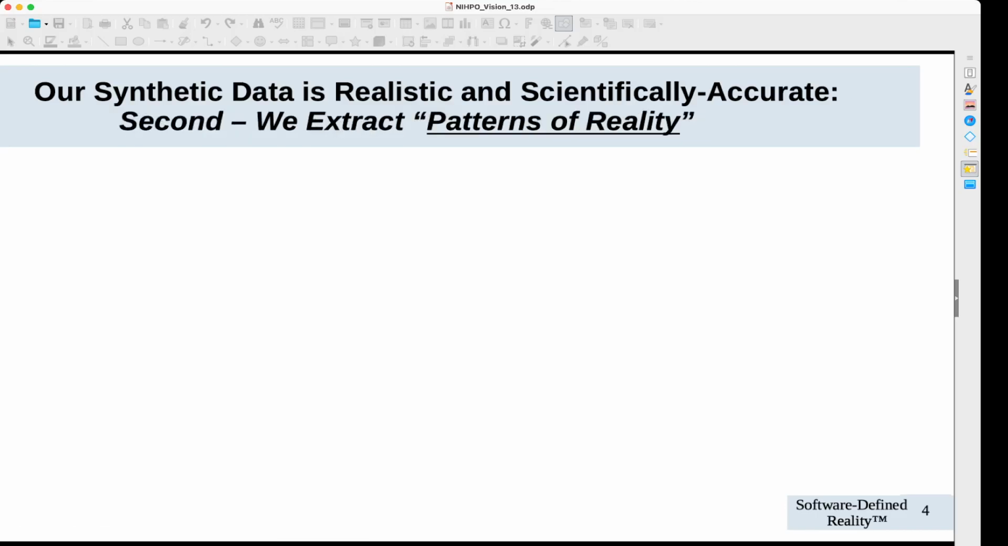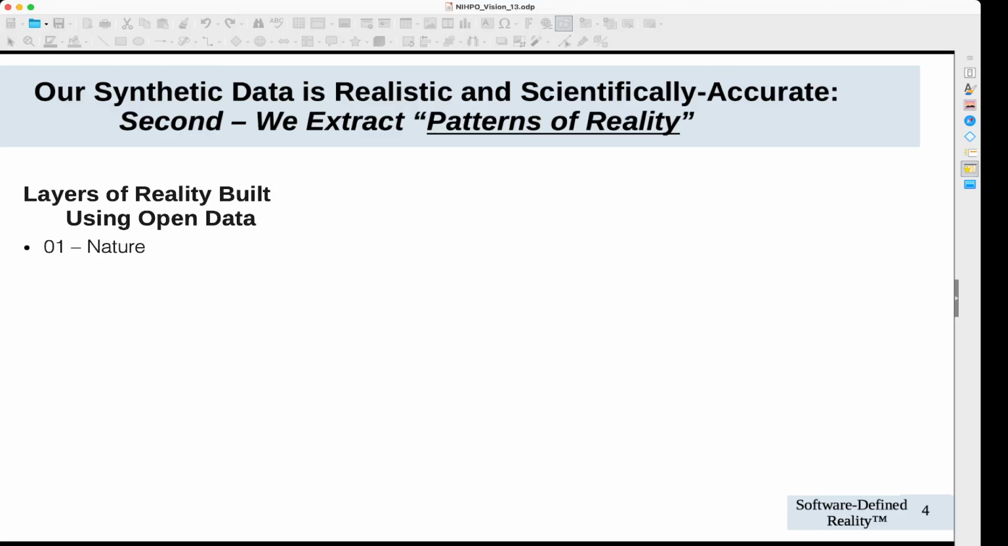So then the next step is we take that open data and we extract what we call patterns of reality. And think of reality as a series of layers built using open data. At the bottom, the first layer is nature, what's there.